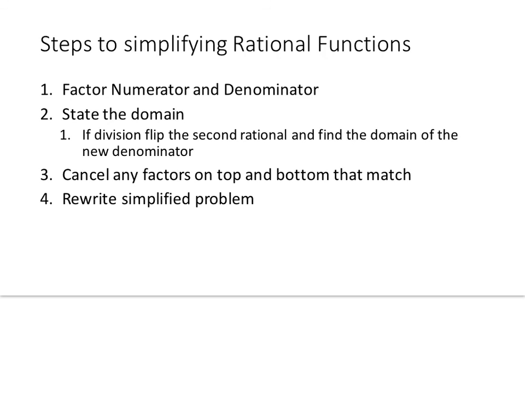Here is just steps to simplifying rational functions. I know a lot of you work better when you're given step-by-step directions. So step number 1 is always going to be factor your numerator and denominator. Step number 2 is going to be state the domain. So remember, that's just looking at the denominator, which x values will give you an answer of 0. And then the one thing you do have to remember, if it's a division problem, that's where you need to flip the second rational and then find the domain of the new denominator. Step 3 for every single problem is cancel any factors that appear on top and bottom. And step 4 is just rewrite it where there is nothing left to match.